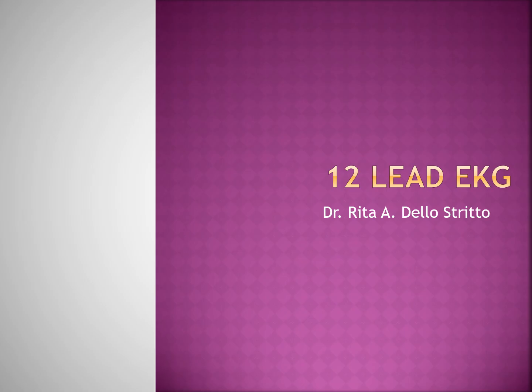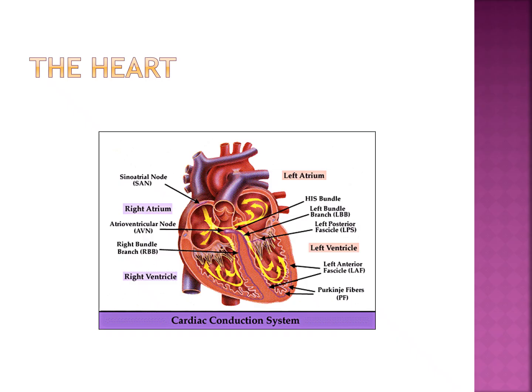But before we go into 12 lead EKGs, the first thing that we need to understand is the conduction system. So here's the conduction system. And you need to remember that when we're looking at a 12 lead EKG, what we're looking at is the electrical pathway. Nothing more, nothing less. And by looking at the electrical pathway and how long it takes for electricity to move throughout the heart can give us an idea of what might be going on.